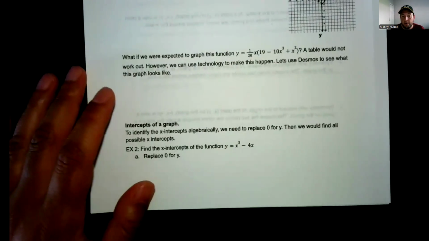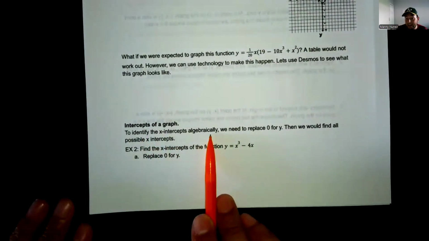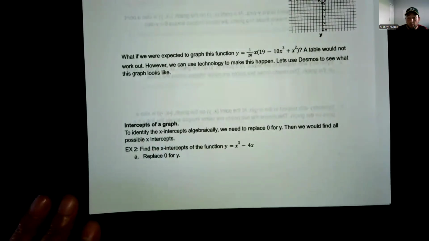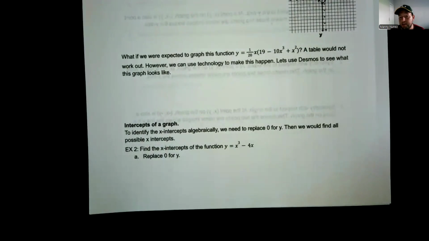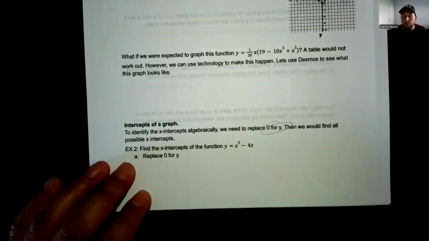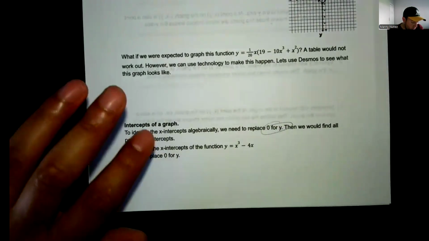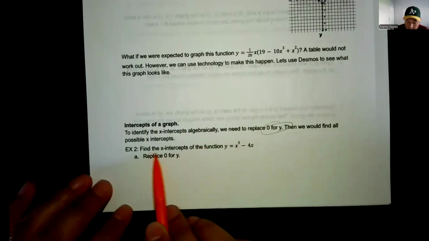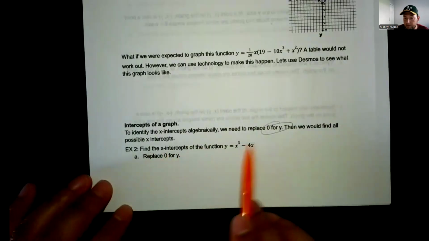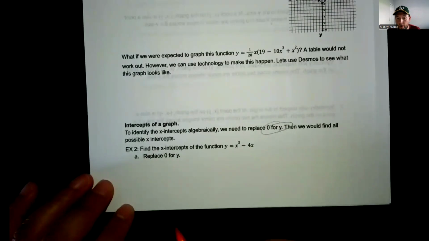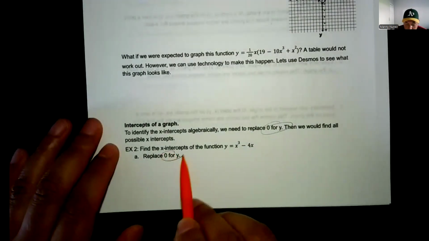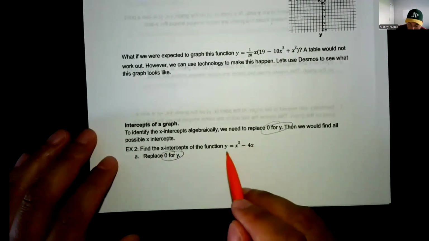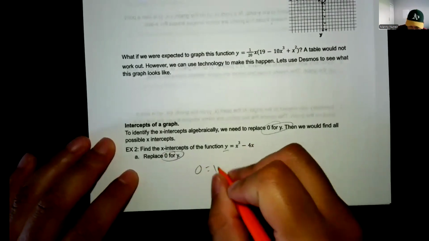Well, first things first, if I want to find the x-intercepts algebraically, we can look at a graph and we can see where they cross on the x-axis or the y-axis. But in this case, if I want to find the x-intercepts algebraically, I need to replace 0 for y. In other words, I'm working with the opposite. And then from there, we need to find all the possible values of x-intercepts. So we need to find, for this example, the x-intercepts of this function, y equals x cubed minus 4x. Well, first things first, we're replacing 0 for y, crucial. So this y is going to change to 0.